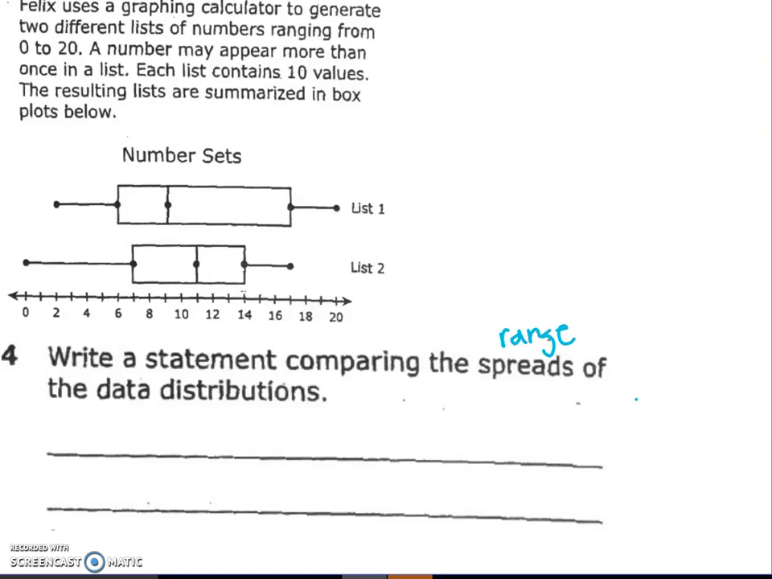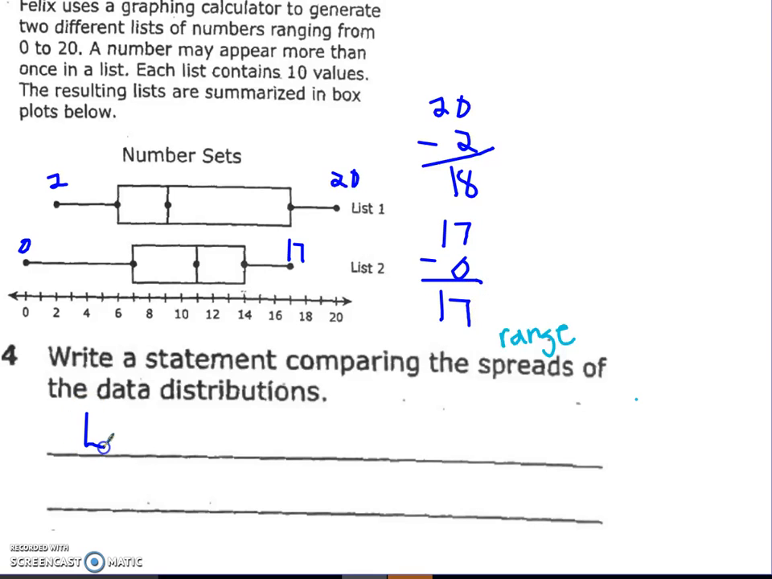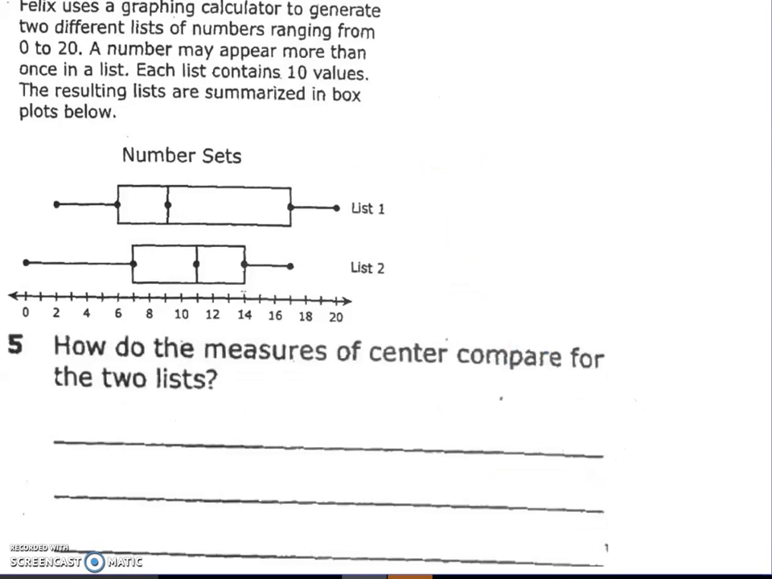So if I find the range of list 1, it is 20 and 2. So 20 minus 2 is 18. List 2 is 17 and 0. 17 minus 0 is 17. So we can say list 1 has a larger spread. Okay, let's take a look at the next one.